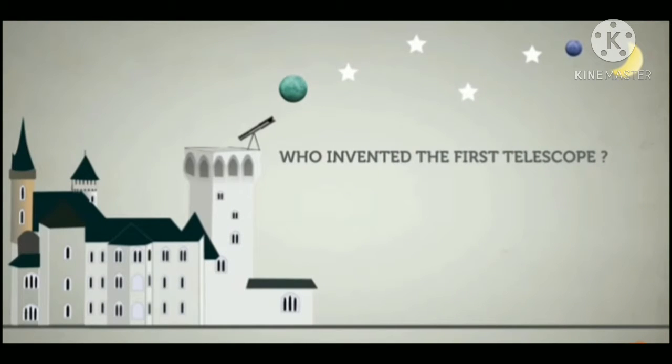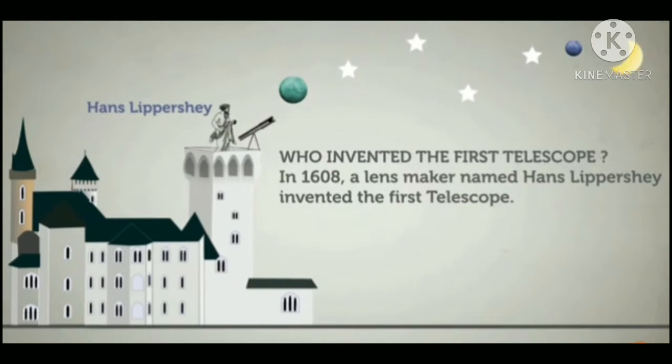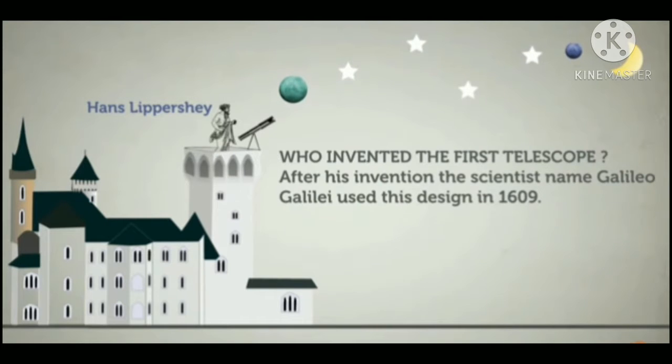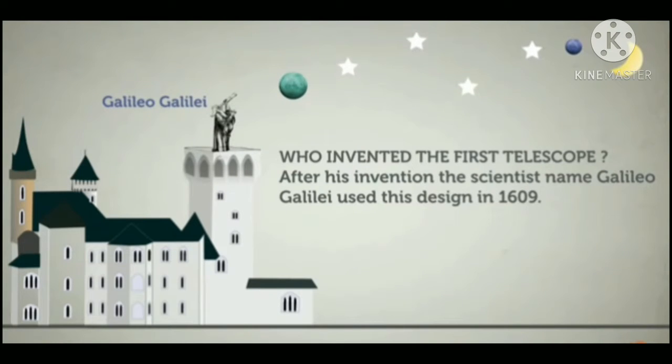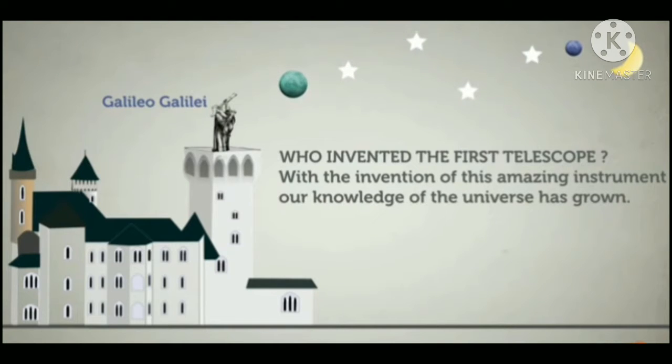Who invented the first telescope? In 1608, a lens maker named Hans Lippershey invented the first telescope. After his invention, the scientist named Galileo Galilei used his design in 1609. With the invention of his amazing instrument, our knowledge of the universe has grown.